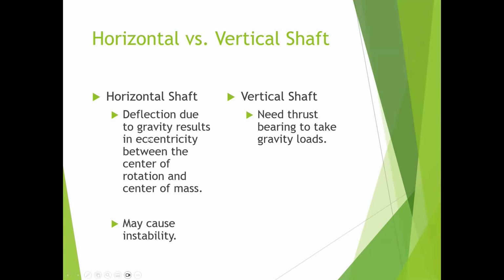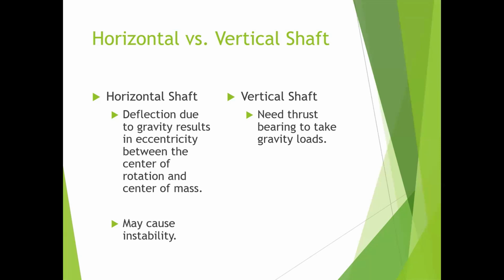So this deflection due to gravity results in eccentricity between the center of rotation and the center of mass. So this is the center of rotation, but the mass is a little bit going this way. So this is a deviation between these two things. So this may cause instability. If the deflection is huge enough, it will not be stable while it runs.